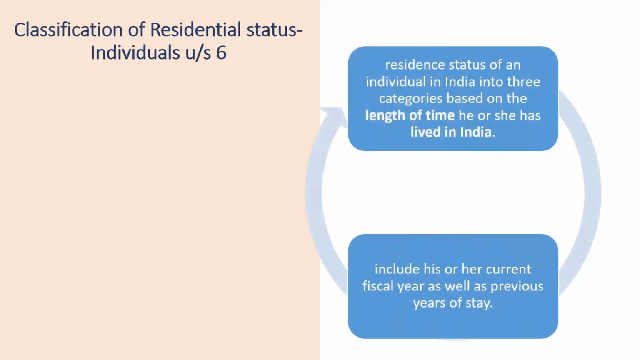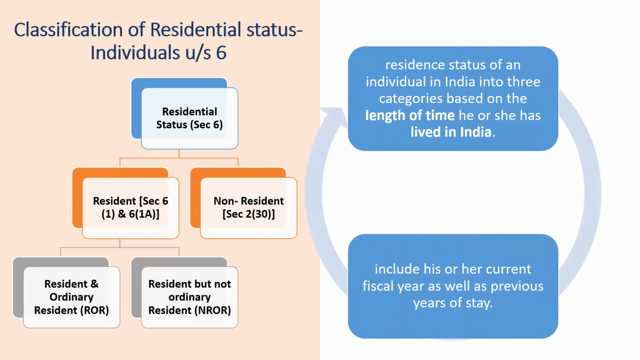Now, classification of residential status of individuals under Section 6. For individuals, the residential status is categorized under three headings. And this is based on the length of time he or she is in India and whether she or he has lived in India or not. This basically is computed for his or her current fiscal year as well as the previous years.